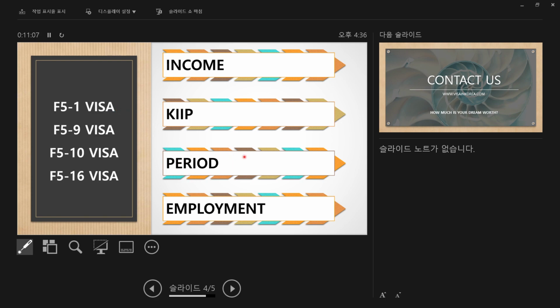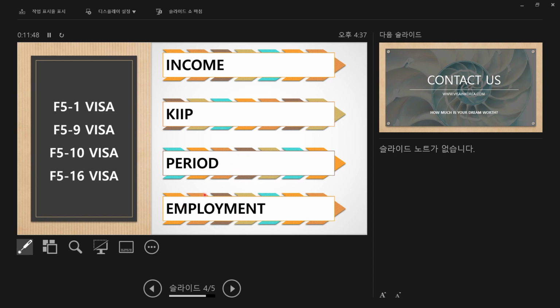This is a period. But second, the meaning of the period is how long you have been working at your company continuously, right? This is for the F5-9 and F5-10, right? So how long have you been working at this company? The first one is a mandatorily required period, like 5 years or something like that. Second, the meaning of a period is how long you have been working at this company, 1 year or 2 years, right?